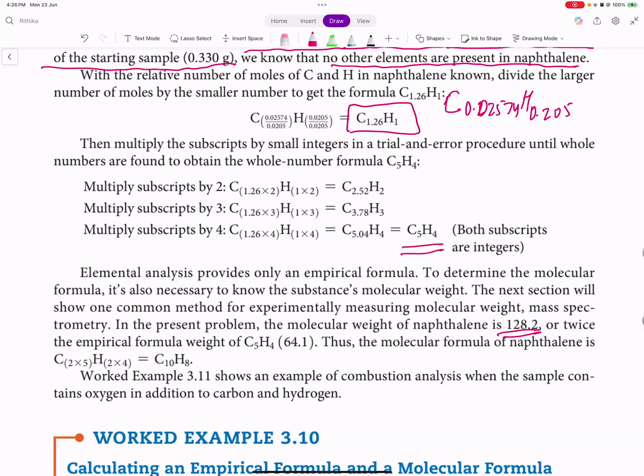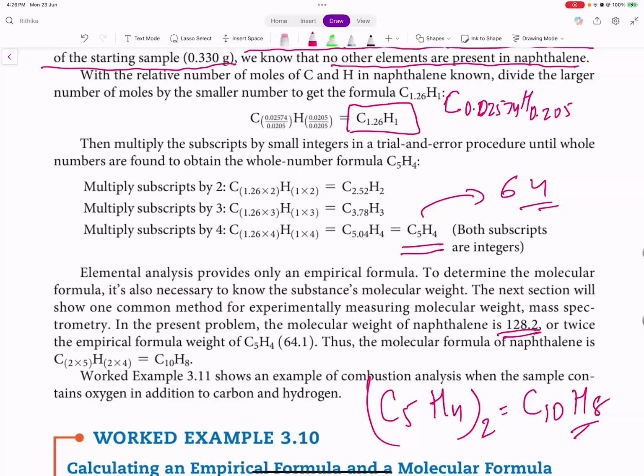If we know the molar mass, in this case it is given, it is 128.2. The empirical formula mass is 64. The molar mass is 128. So I can calculate the number of units, or the multiple. The multiple will be 2. So there are 2 units present, right? So C5H4 will become twice that for the molecular formula.